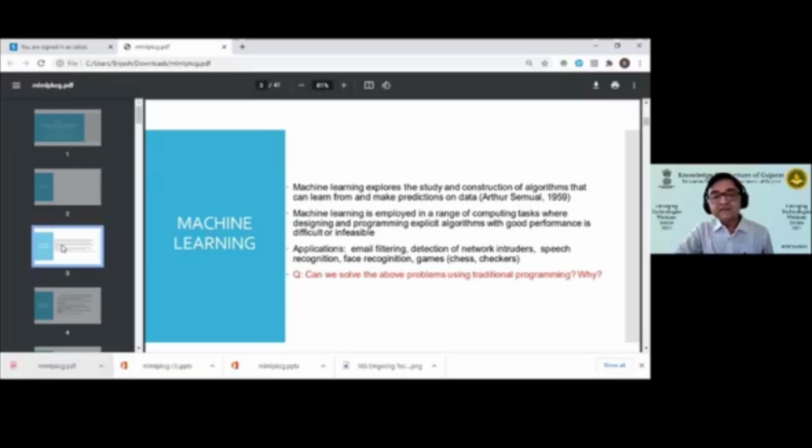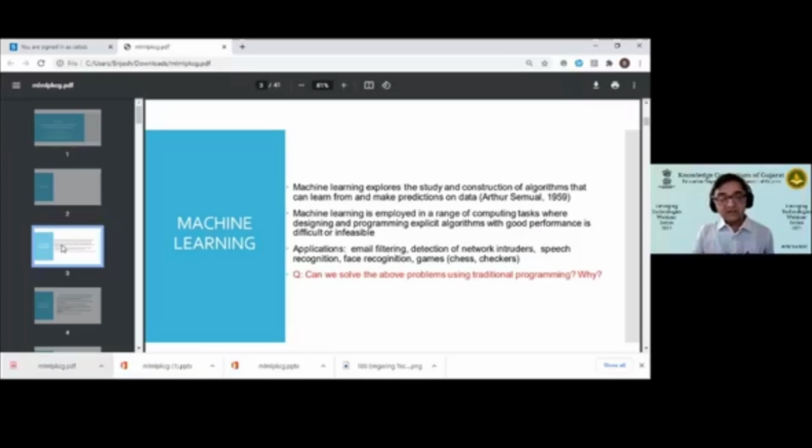So machine learning is employed in a range of computing tasks where designing and programming explicit algorithms with good performance is difficult or infeasible. So there are many tasks where the traditional programming paradigm doesn't work. We'll spend some time discussing those tasks and the traditional programming paradigm also. Some examples of such tasks are applications like email filtering and detection of network intruders.